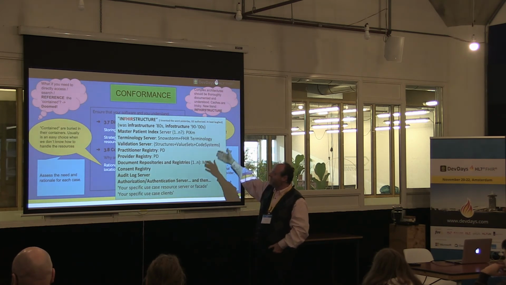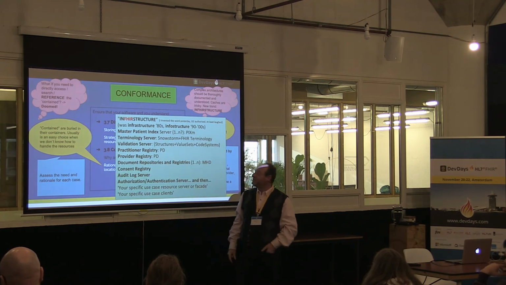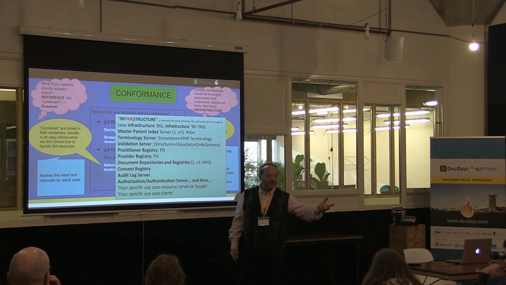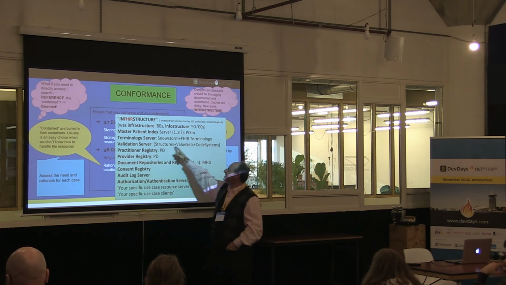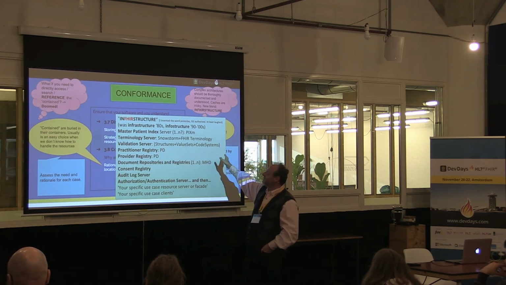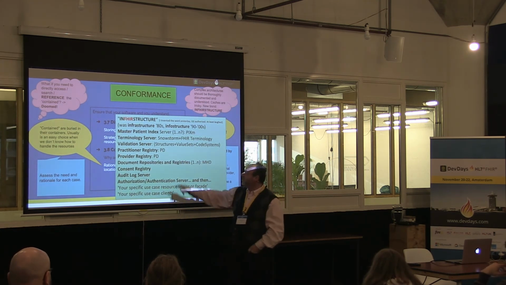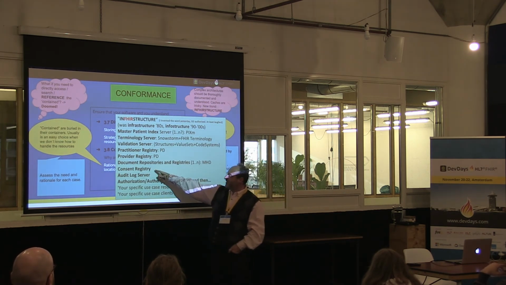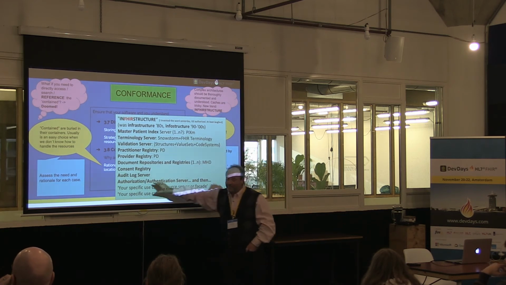So what are we doing with FHIR? We have a master patient index. We know which patient is which patient. We have a terminology server where we ask the server, what is the code for diabetes? What is the code for something? FHIR too. We have a validation server, structures, value sets, and code systems. We have registries for practitioners or providers. We have document repositories and registries on FHIR. We have a consent registry. We have an audit log server. And we have authorization and authentication, and then comes your application.